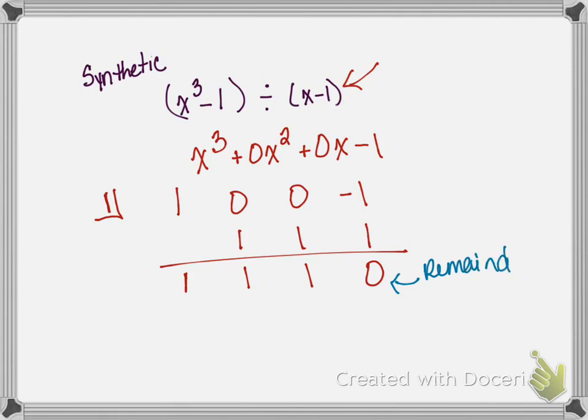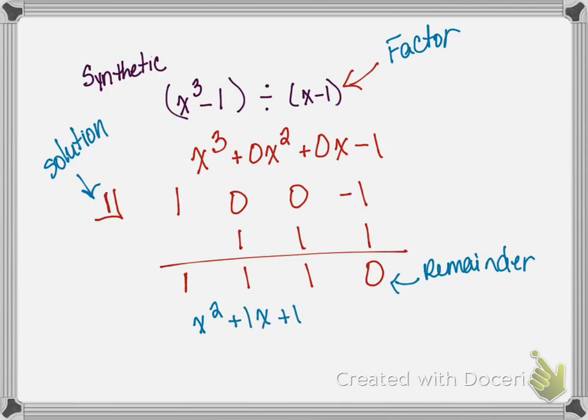Okay, so what this means is this is my remainder. Since I got a remainder of 0, what does that tell me about x minus 1? It's a factor. This is a solution. Then I have x squared plus 1x plus 1. And if I multiplied this times x minus 1, I would get my original problem, which is x to the third minus 1. Now, this cannot be factored right here.